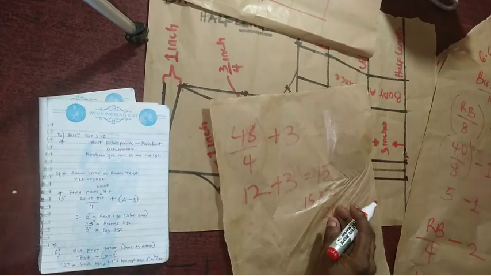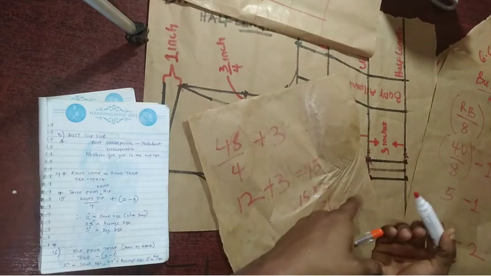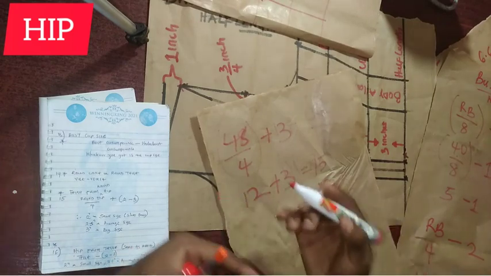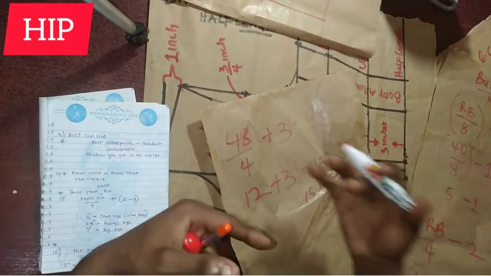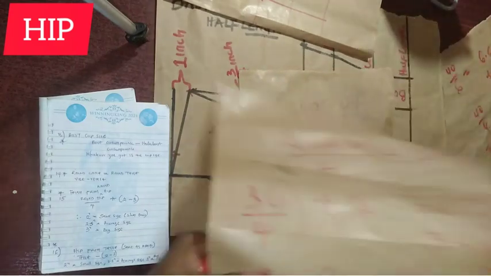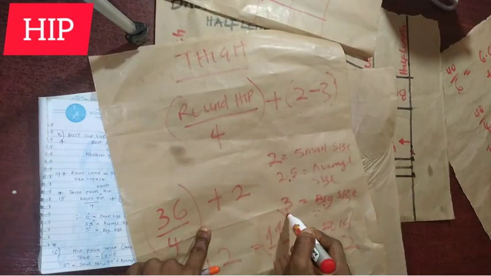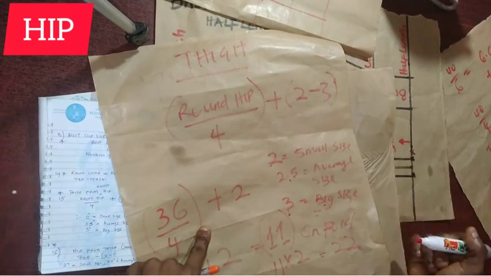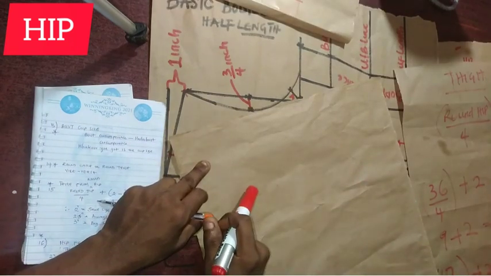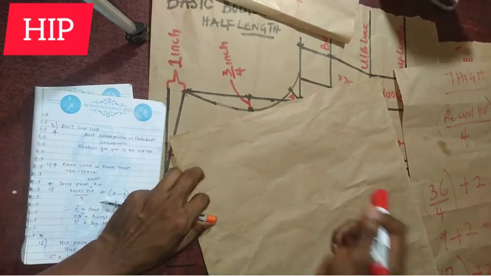Hope it's well understood. I will also teach you how to use the thigh measurement to get the hip measurement. Let's say you have the person's thigh measurement, but you don't have the hip measurement. I also make use of this same formula, the same 2.5 and 3. But in this case, I'm not going to be adding, rather I'll be subtracting. So this time around, I'll be teaching you how to use the thigh to get the hip.